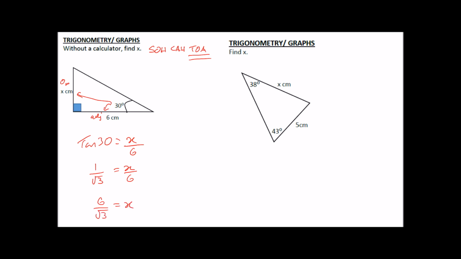So that would be on a non-calculator paper. On a calculator paper, you can obviously just use tan 30.